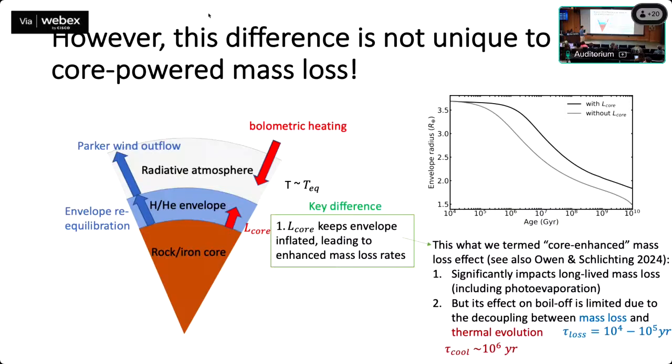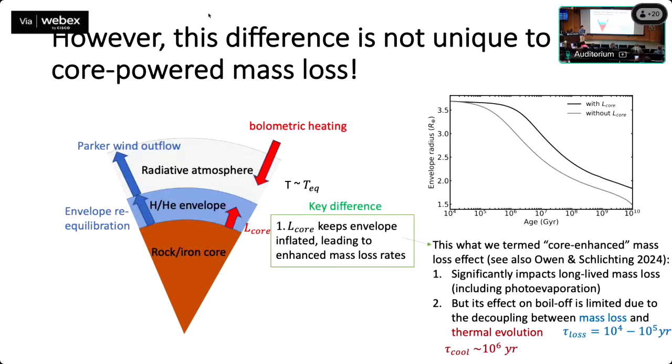So here is an example showing you the envelope radius evolution with and without core luminosity. You see there is a 20% difference. But this is sufficient to drive a large difference in the mass loss rate. However, we found this effect not only impacts core-powered mass loss, but also impacts any long-lived mass loss, as long as thermal contraction and mass loss are coupled together. In that case, it also impacts photoevaporation. So in some work, it's called core-enhanced photoevaporation. Here, we follow this terminology.